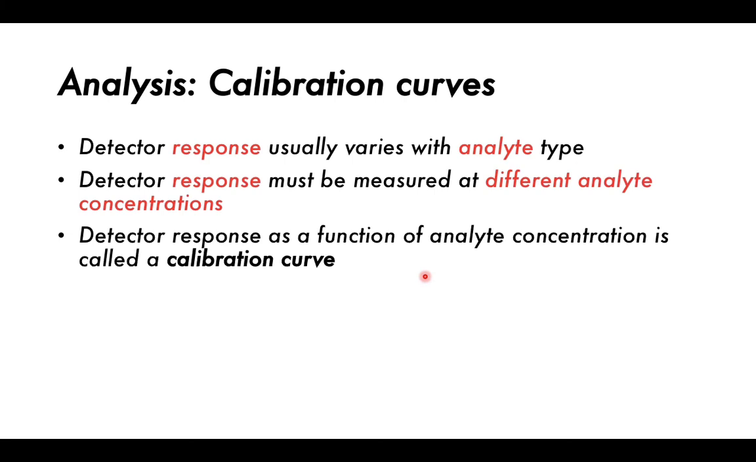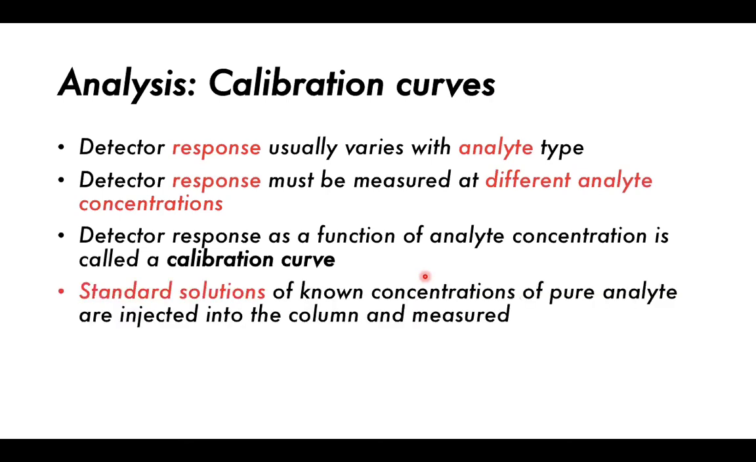So we will plot on our y-axis detector response, and we will plot on the x-axis the concentration of the analyte. And so that will give us an idea of if we have a certain height of peak in our chromatogram, we can relate that to a specific concentration.